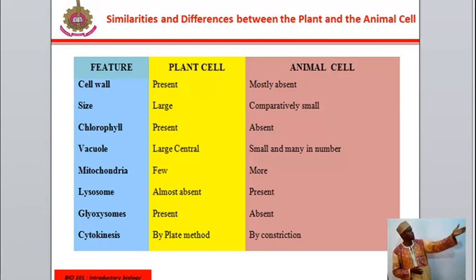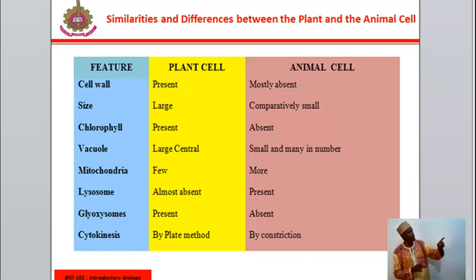The features you are seeing are the organelles the cells have. The cell wall is present in the plant cell, but in the animal cell it is not found. The cell wall is absent. The size of the plant cell is usually larger than the animal cell. The animal cell is not as big as the plant cell. The chlorophyll is present in the chloroplast. The chloroplast is present in the plant cell and absent in the animal cell.